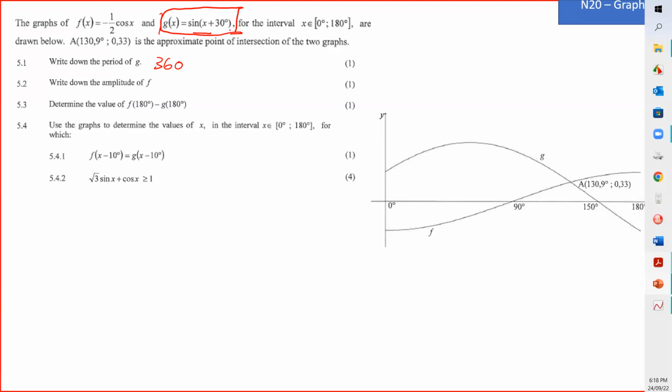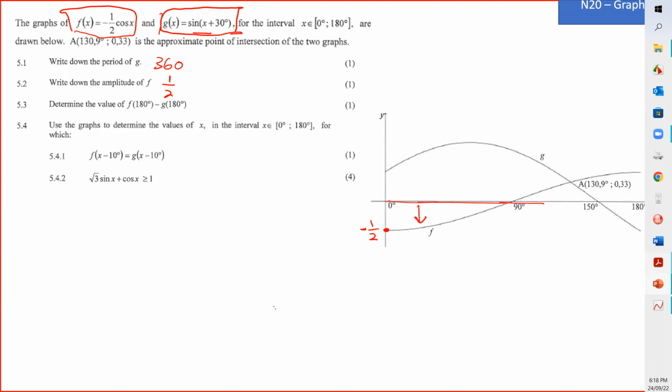The next question is: write down the amplitude of f. We look at the f graph. We notice that the amplitude is your distance from the midline. And if we look at this graph, your amplitude is always positive. So we could say that the amplitude here is actually half. If we go to the graph, we can substitute x to be 0, and -half cos 0 will give you -half. We'll notice that that's our midline. Your maximum distance moved is half.